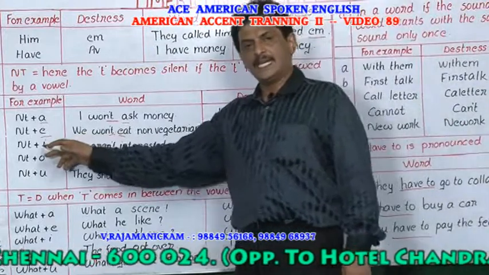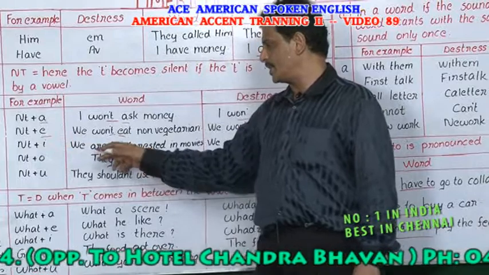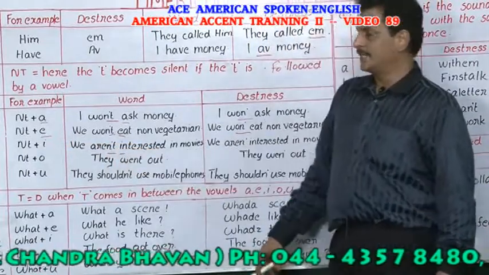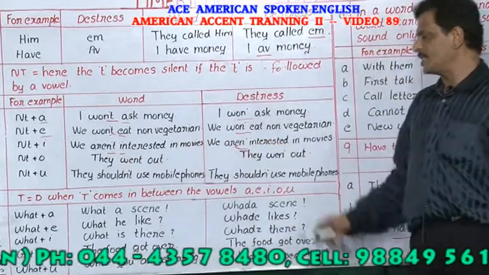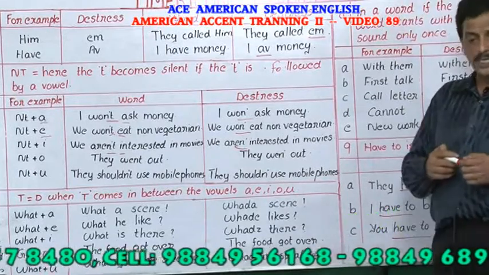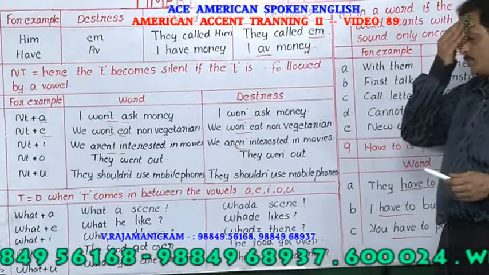After NT, I comes; here T is removed in pronunciation. We aren't interested. After T, I comes. We aren't interested in movies. So you say we aren't interested in movies. You don't say we aren't interested in movies with a T. This is what you say.